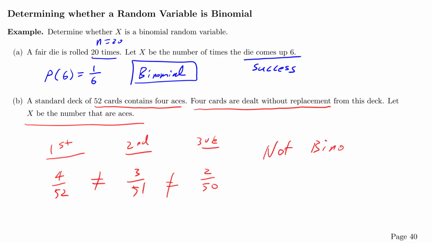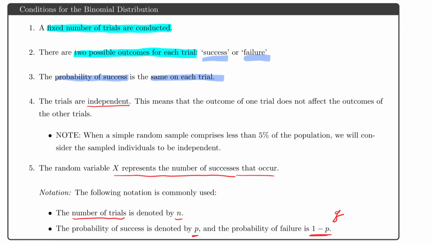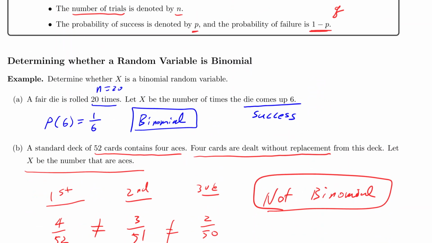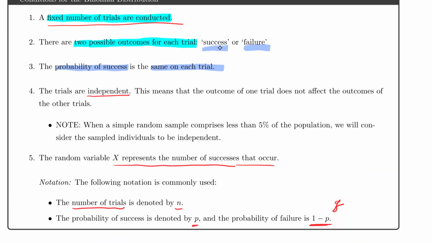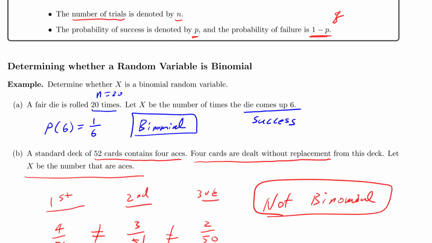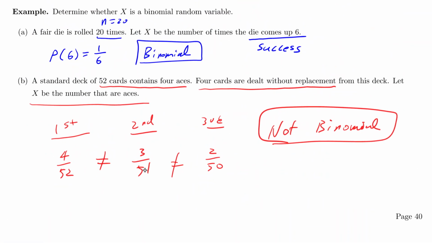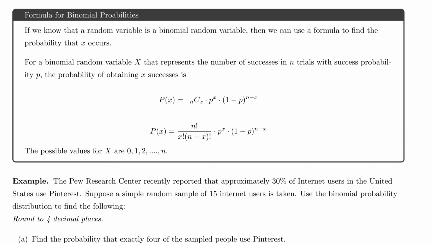So there are several things we need to consider when determining whether something is binomial or not. And all those are written right here. Fixed number of trials: in the card example, there was a fixed number of trials. 4 cards are dealt, right? So we're dealing 4 cards. It's fixed. 2 possible outcomes: either ace as a success or not ace as a failure. So that's okay. But this problem fails the third condition. The probability of success is not the same because we do not put the card back in. For the second card, we have 1 less card to choose from. Hence, the probability is different. So it's not binomial.